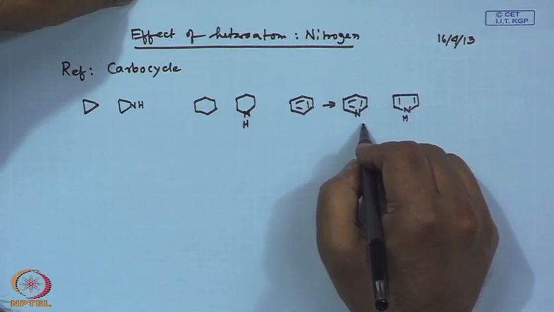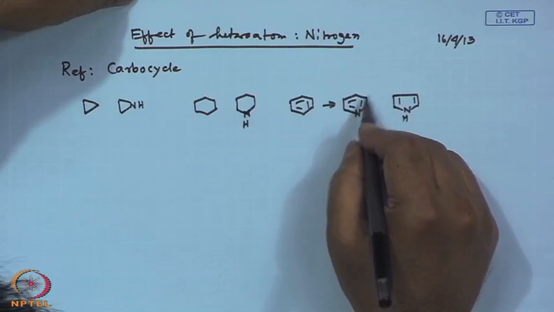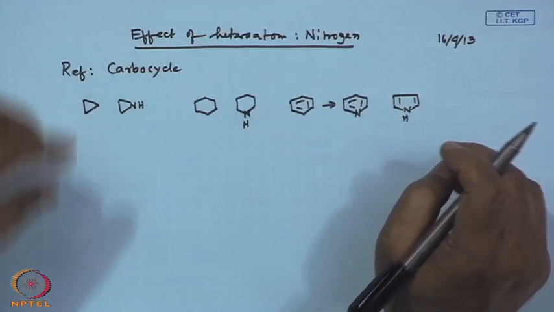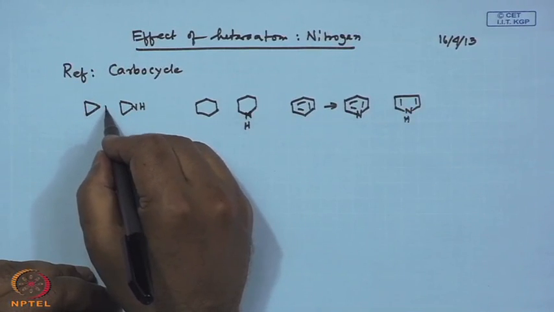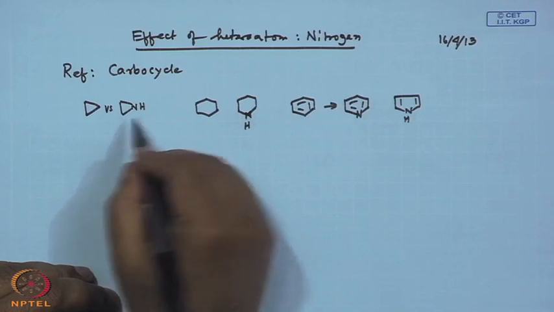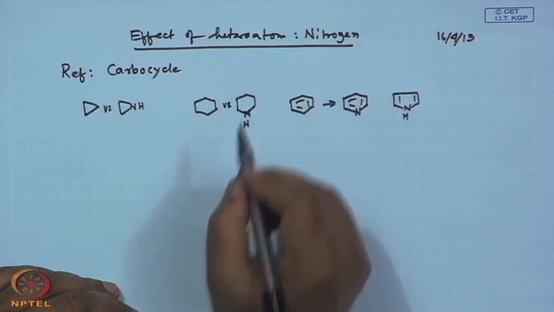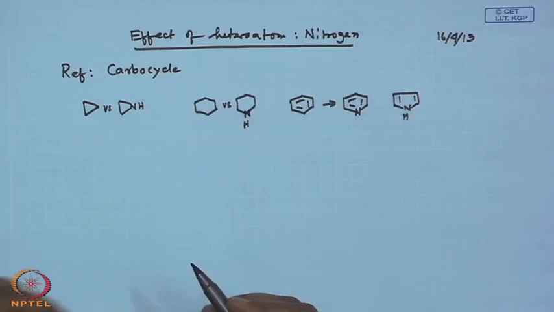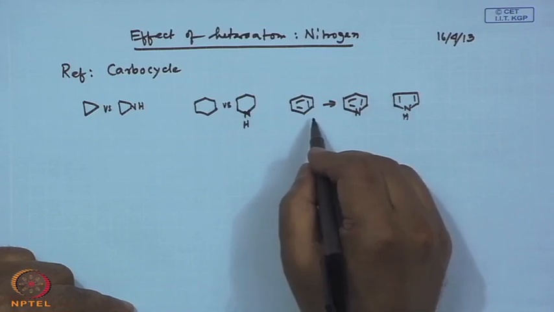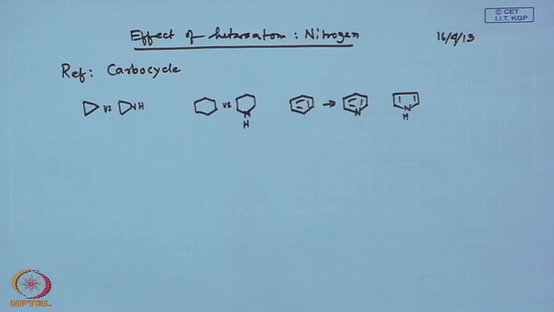So, they are basically the representative members of, as I told you in the last class, pi excessive and pi deficient heterocyclic compounds. That means throughout the class we will compare the chemistry of aziridine, the 3-membered cycles or the strained system, with cyclopropane, and cyclohexane should be compared to piperidine, and likewise all other aromatic compounds should be compared with benzene.